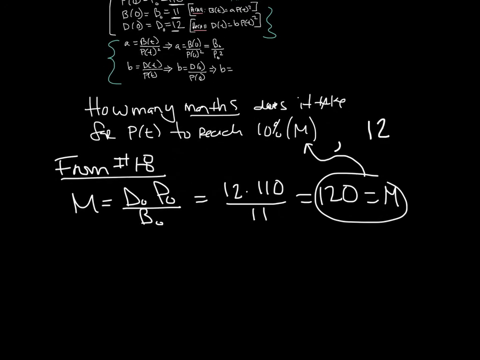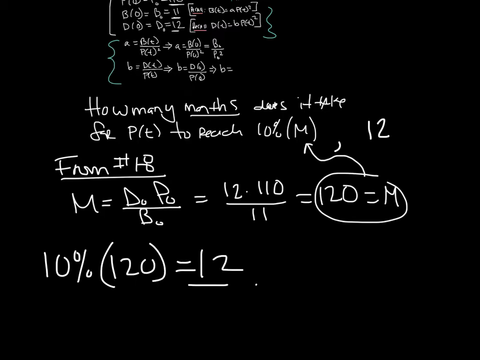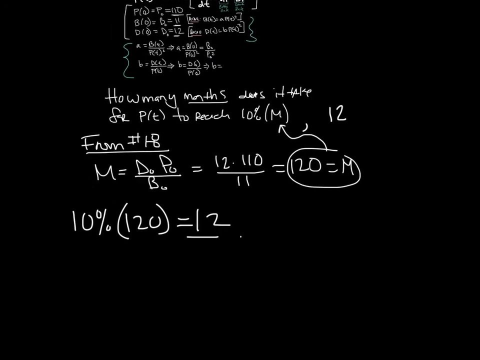So we know it's 12 when we substitute 120. It's actually very important. So 10% of 120, we know, is 12. Okay, so now that we found M, our threshold population, we can definitely move on.